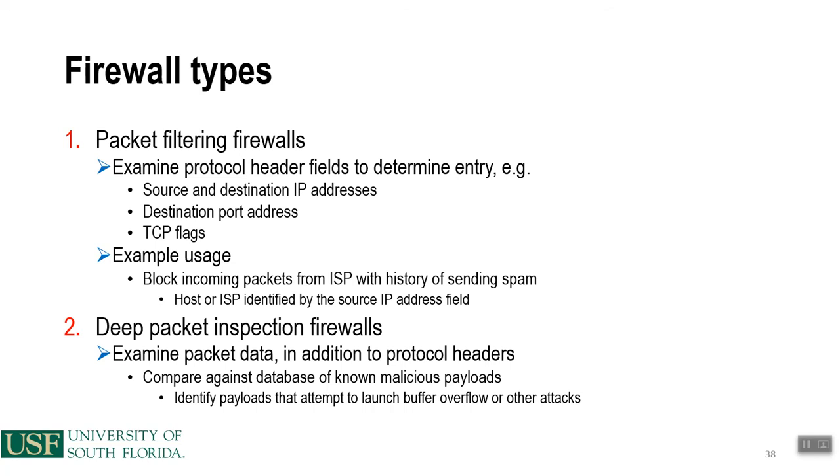Deep packet inspection firewalls will examine packet data in addition to protocol headers. They'll compare against a database of known malicious payloads and identify payloads that attempt to launch buffer overflows or other attacks. So it'll actually go beyond the packet header level and look at the particular packets themselves, and what the packets are actually containing within them.